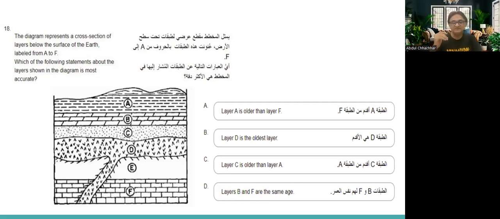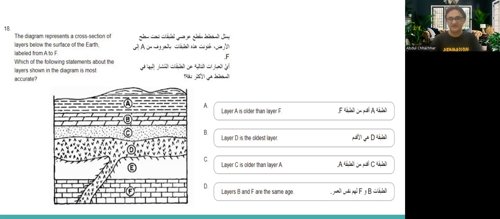So definitely the topmost layer is the newest. It's logical because of erosion. This process takes millions of years. We are not talking about layers forming overnight. Through weathering, water erosion, and wind erosion over millions of years, these layers are formed. Now, which layer is the oldest?